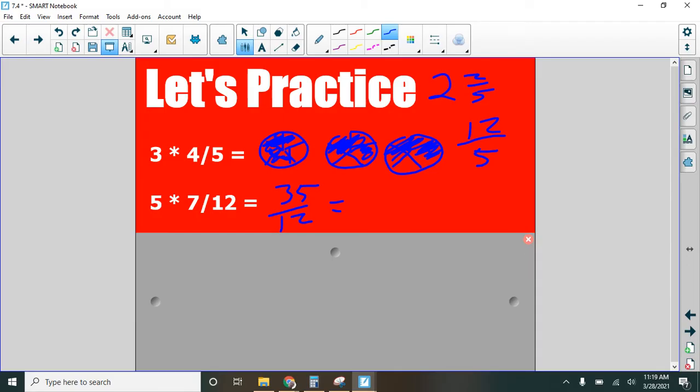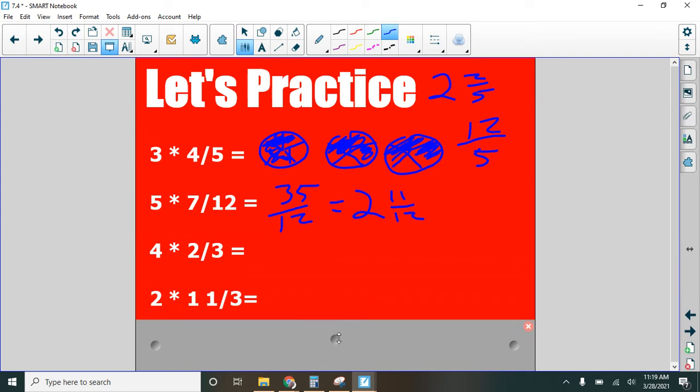How many 12s are in 35? Well, 12, then 24, then 36 would be too much. So 2, and that would be 24/12, and there'd be 11 as a remainder. 11 left over. 2 and 11/12.